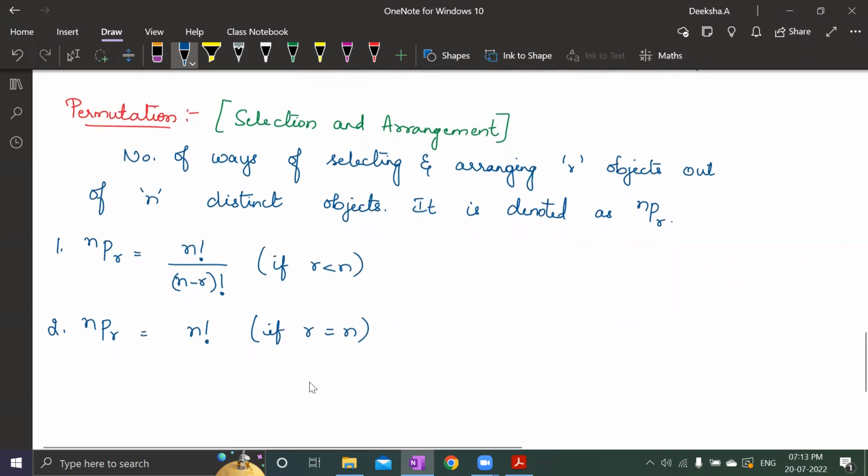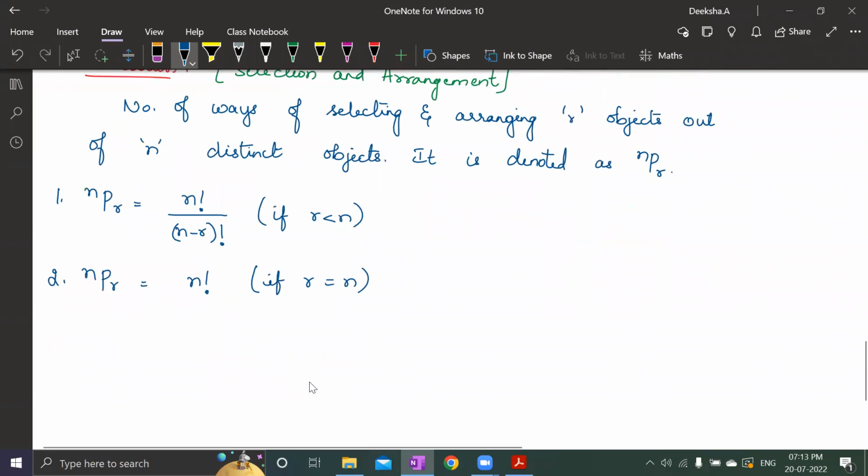Finish writing? As I told, leave some space and then write your example problems from the next page. So here, what is this r less than n? N is the number of objects. R is the number of objects you are selecting and arranging. So if you have 5 objects, you can select 3 objects and arrange. You can select 2 objects and arrange. You can select 4 different objects and arrange.